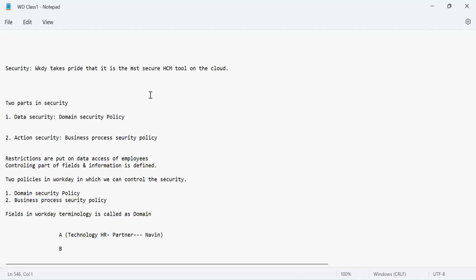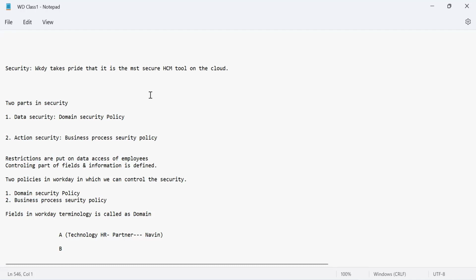So we have two parts in that. One is your data security, and the second part is your action security. When I say data security, it is basically your domain security policy. Security is governed by two policies, which we all have to remember. One is called domain security policy, and another is called business process security policy. Domain security policy is basically the collection of fields, and the restrictions that are put on data access of the employees.